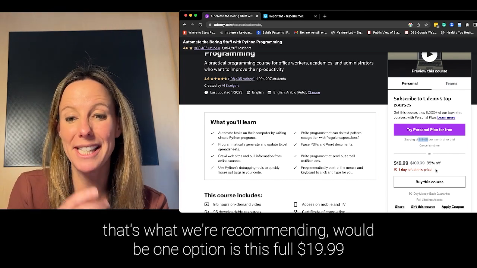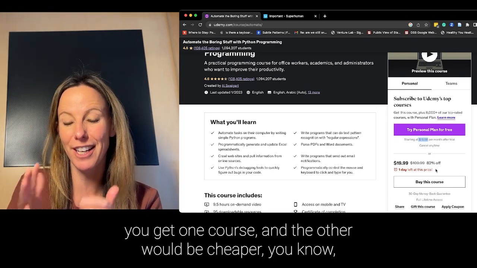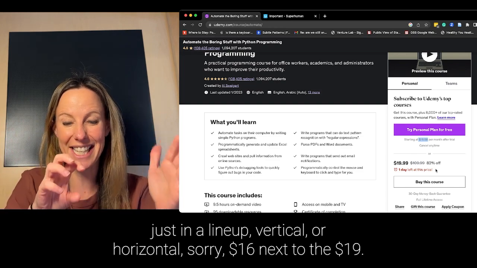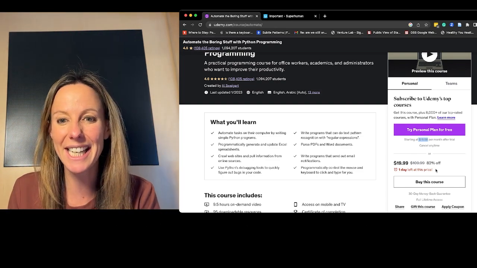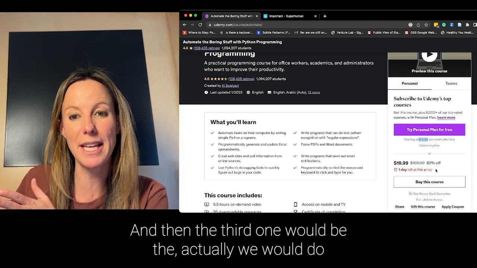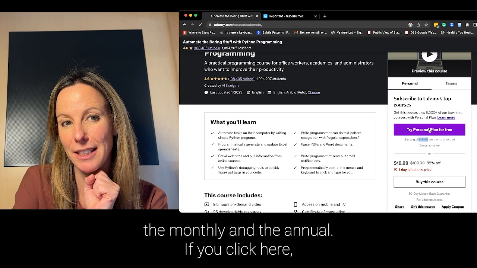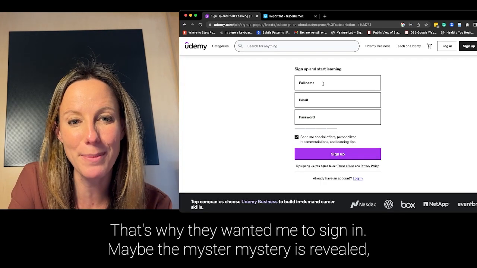One option would be this full $19.99, you get 1 course, and the other would be cheaper, just in a lineup horizontal, sorry, 16 next to the 19, and the 16 includes all of the courses. Oh my gosh, mind blown. And then the third one would be, actually we would do the monthly and the annual. If you click here, you're gonna see that they're really, oh, we have to sign in. That's why they wanted me to sign in.